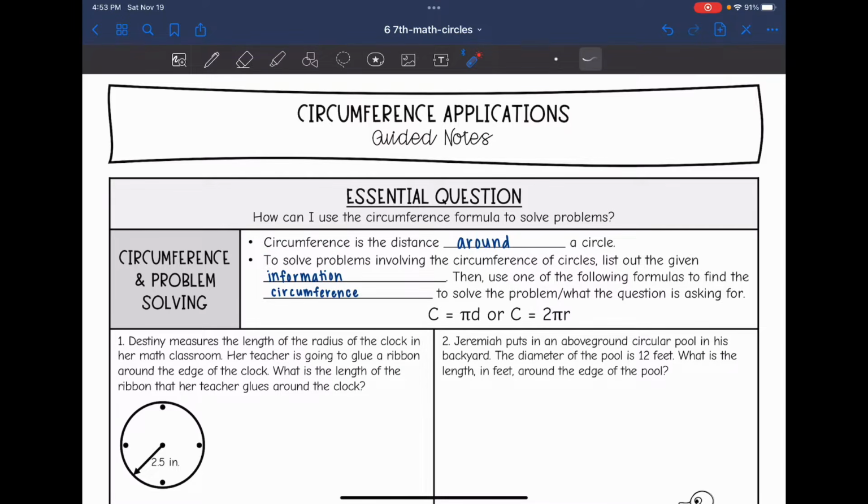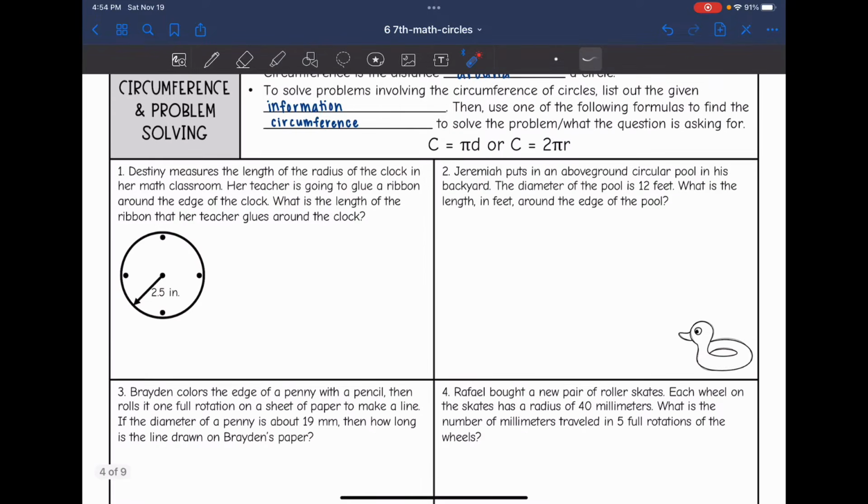Then we will use one of the following formulas to find the circumference to solve the problem or what the question is asking for. And remember, circumference equals pi times diameter, or circumference equals 2 pi times the radius will work to find the circumference of a circle. So let's look at number 1.